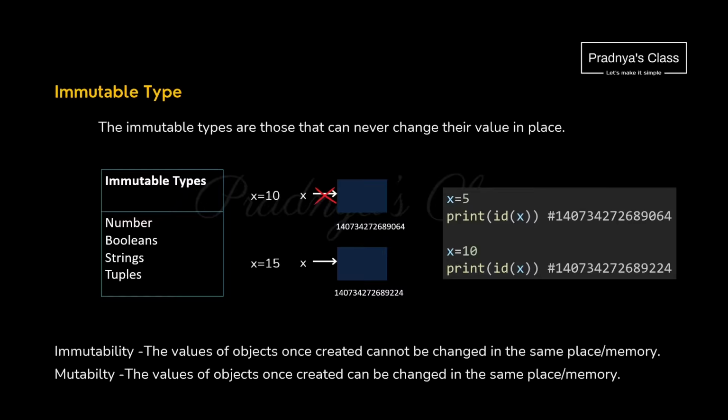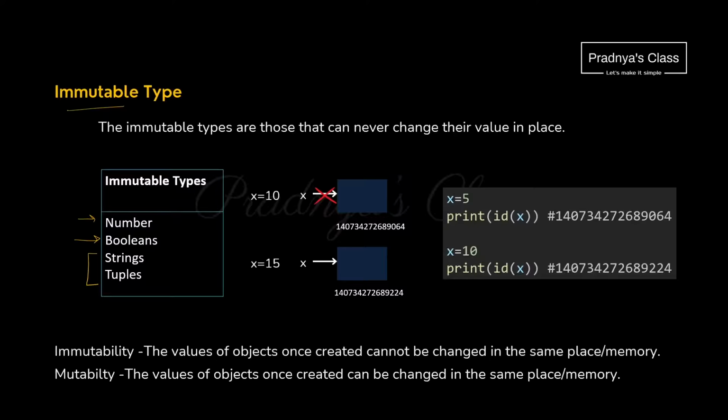Alright, moving ahead to the important concept, mutability and immutability. While discussing the data types, we have noted down whether each is immutable or mutable. But what is it? First, look at the immutable data types. Number and boolean are also immutable. Along with that, we have string and tuples.